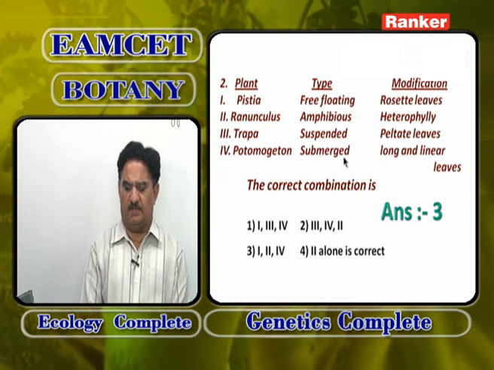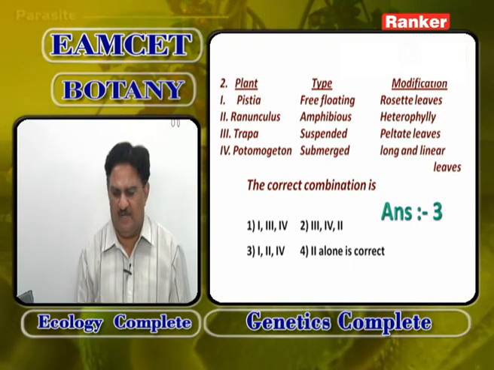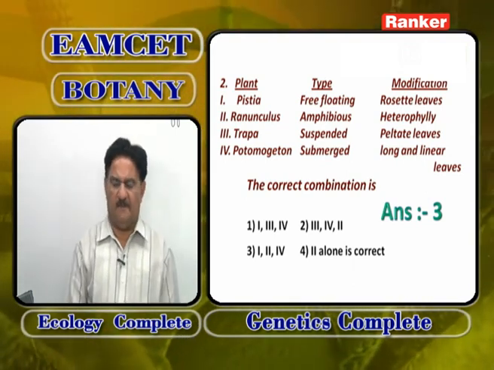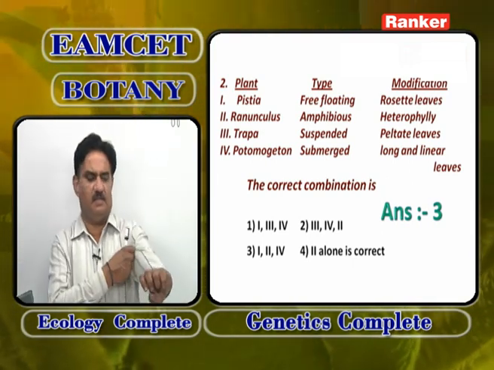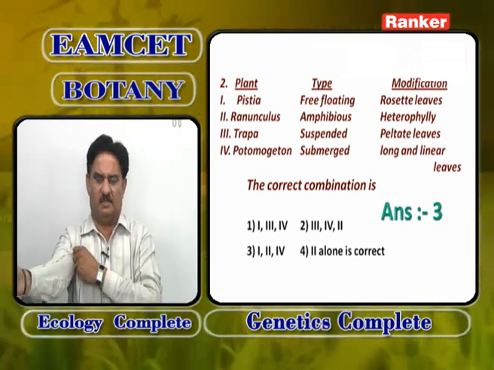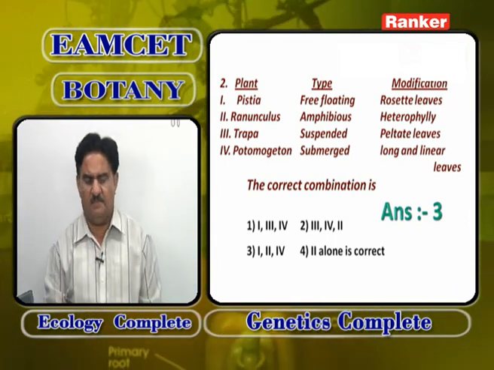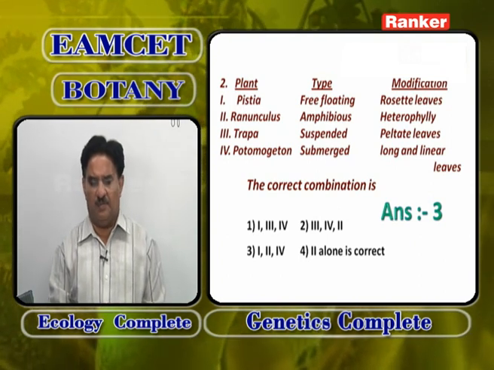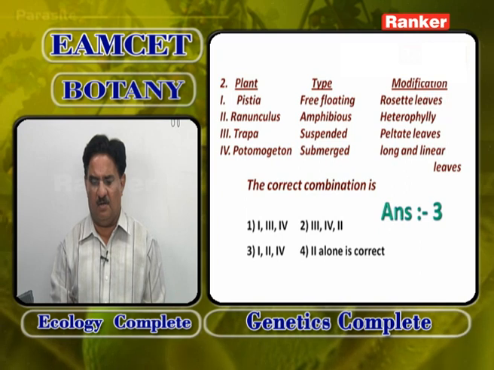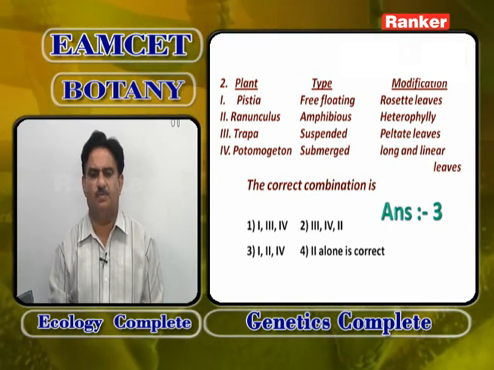Potamogeton, submerged plant, long and linear leaves is correct. Pistia, free floating plant, rosette of leaves is correct. Ranunculus, Sagittaria, Limnophila are the 3 amphibious plants. So, Ranunculus, amphibious plant, heterophily is correct. Trapa, suspended plant, peltate leaves is wrong. Potamogeton, submerged plant, long and linear leaves is correct. So, the correct combination is 1, 2, 4.